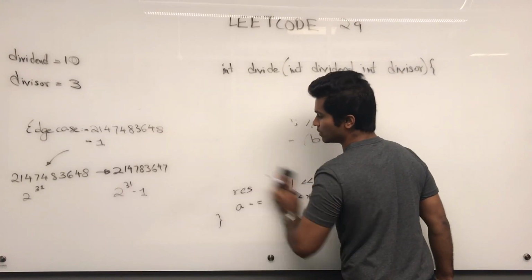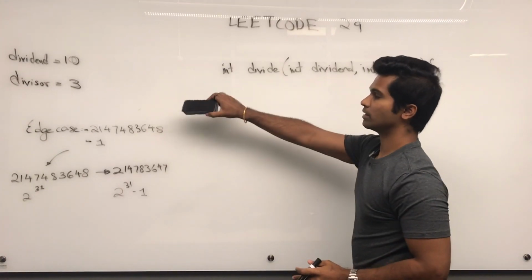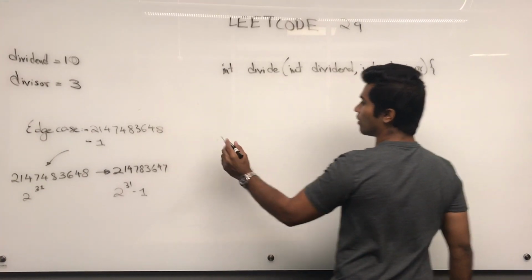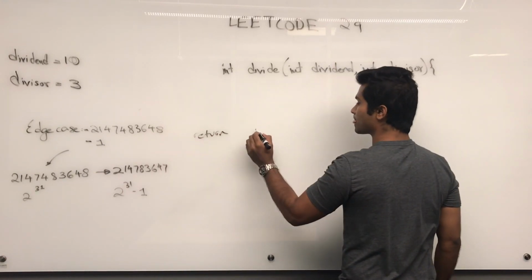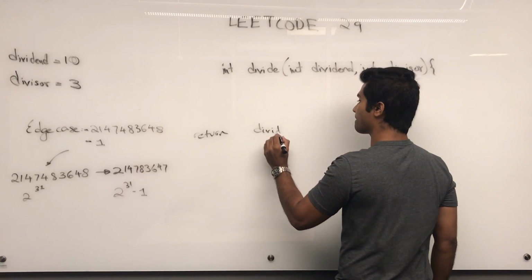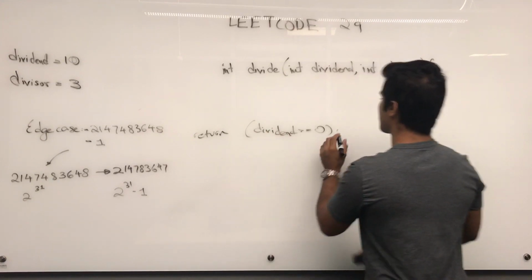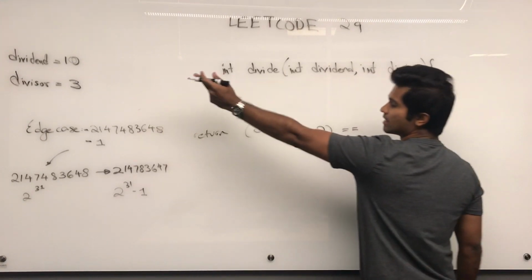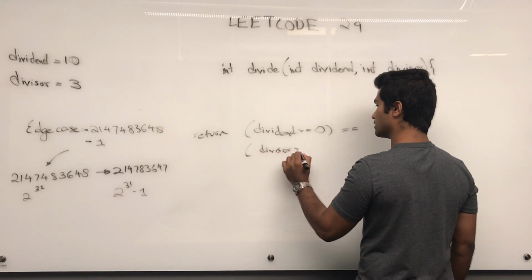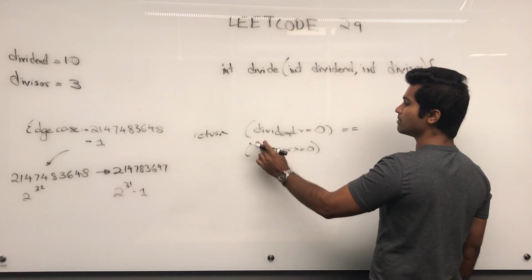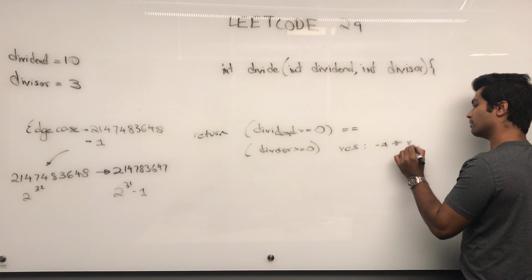So the last thing we have to do is check for the minus signs and see if they're both negative or positive, or one is negative or one is positive. So all we have to do for that is say return dividend is greater than or equal to 0. Is that, in this case it is, so that's going to be true. And then divisor is going to be greater or equal to 0. If they're both the same, then we're going to return res, else we're going to return the negative of result.